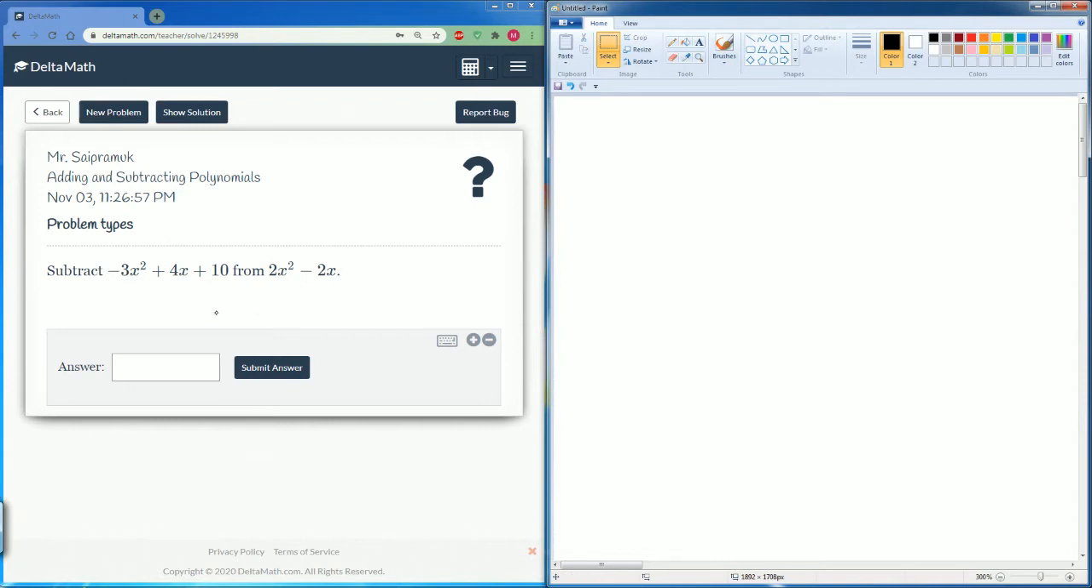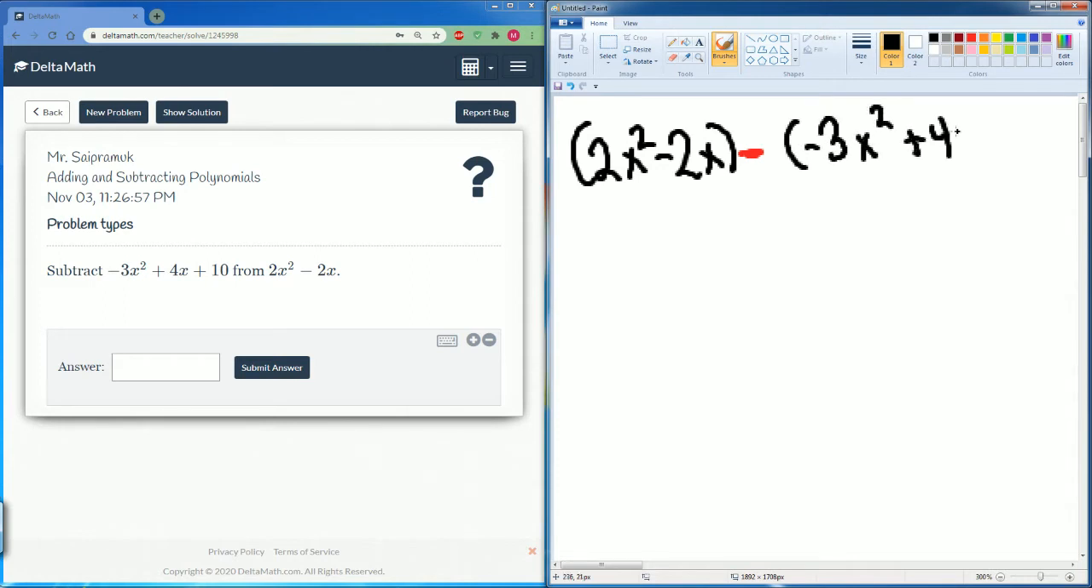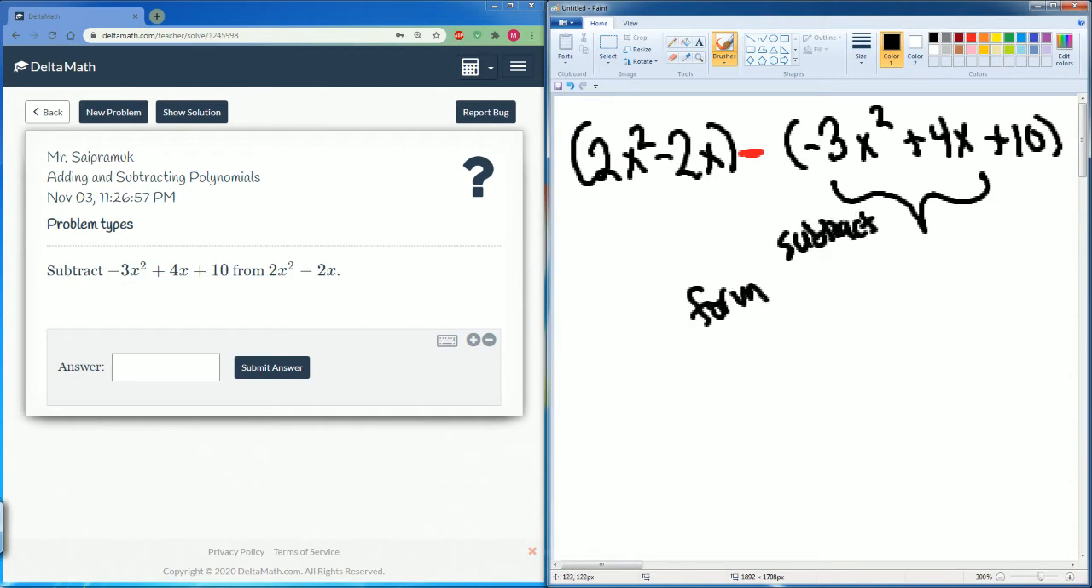Next problem. It says to subtract. So it says subtract this from this. So you have this number first: 2x squared minus 2x. And now you're going to subtract this number: negative 3x squared plus 4x plus 10. So here this is being subtracted from this. That should make sense, right? Negative 3x squared plus 4x plus 10 is being subtracted from this.